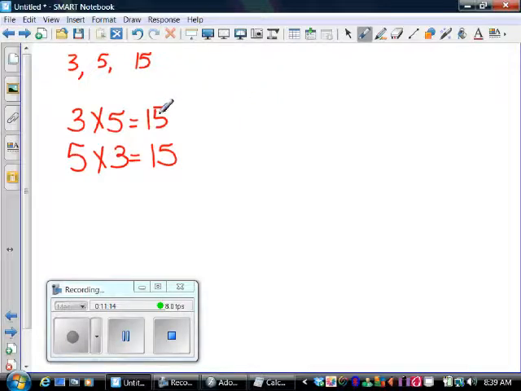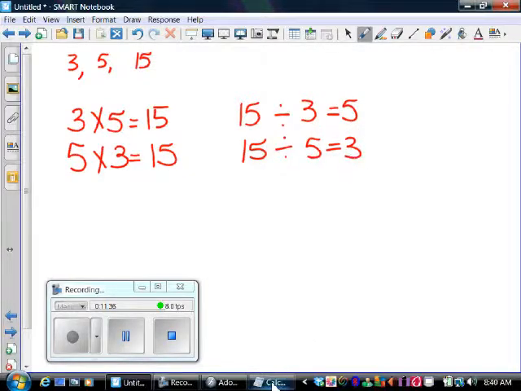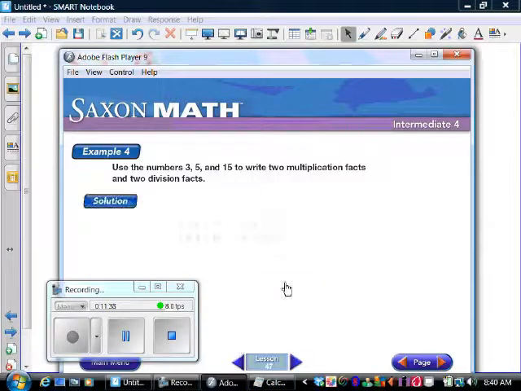However, just like subtraction, remember on our subtraction problems, we always had to start with the largest number in the fact family. Same thing for division. So both of our division facts are going to start with that largest number, okay? So we could say 15 divided by 3 equals 5, and we could say 15 divided by 5 equals 3. So there you have it.